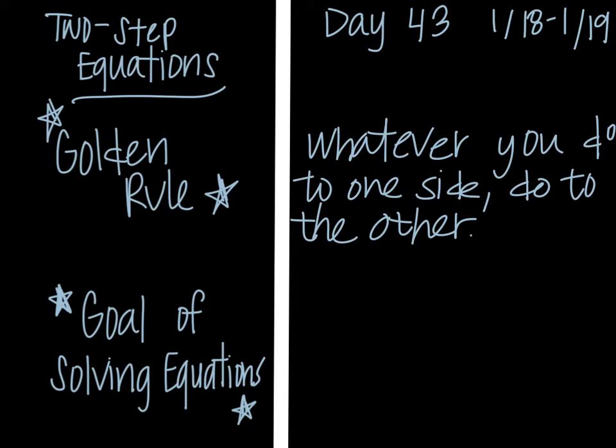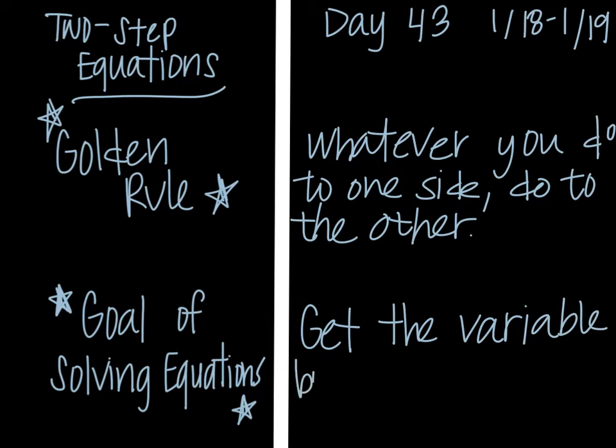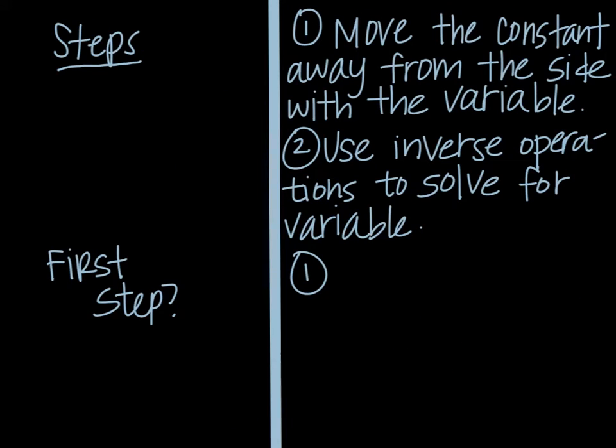The goal of solving equations: get the variable, get the letter by itself. To solve these two-step equations, you want to move the constant, that's the number that's not with the letter, away from the side with the variable. You'll most often do that by adding or subtracting. Second step, use inverse operations to solve for the variable.